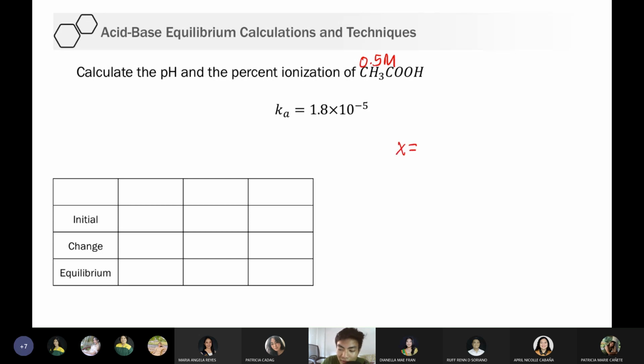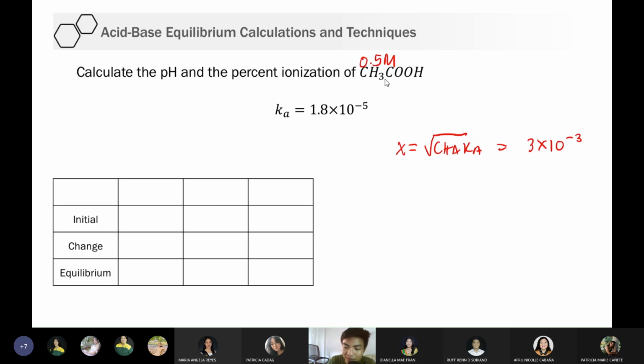X is equal to the square root of Ca times Ka. So, x value is the square root of 0.5 times 1.8 times 10 raised to negative 5, or 3 times 10 raised to negative 3. Matapos agad, hindi na tinapos yung ice table eh. No? So, yan. Alam mo na yung x value agad. Pero sige, complete natin tong ice table.